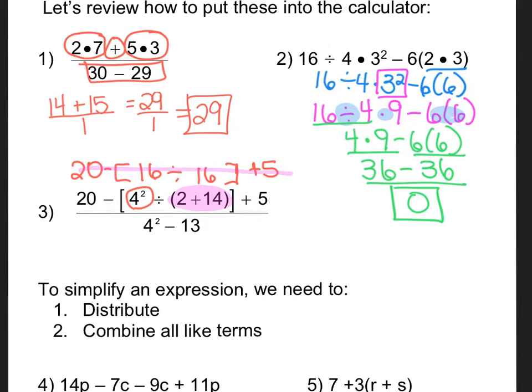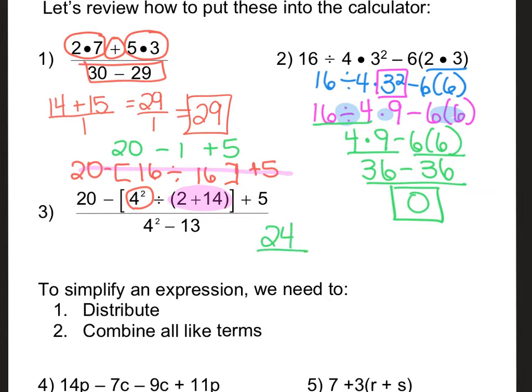So 16 divided by 16 is 1. I also have 20 minus 1 plus 5. Now I've got only addition and subtraction. Again, same level. One is not more important than the other, so I'm going to work from left to right. 20 minus 1 is 19, plus 5 is 24. So I can see that my numerator is going to be 24.